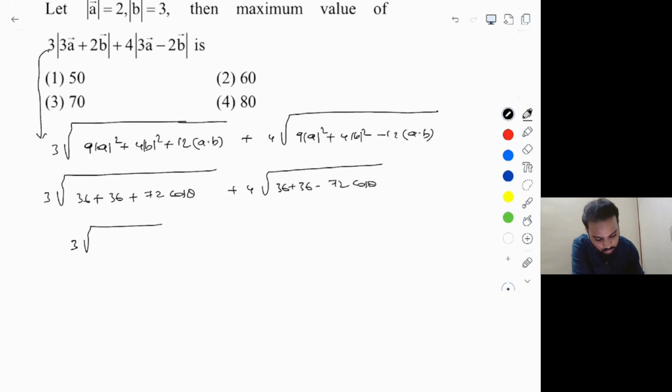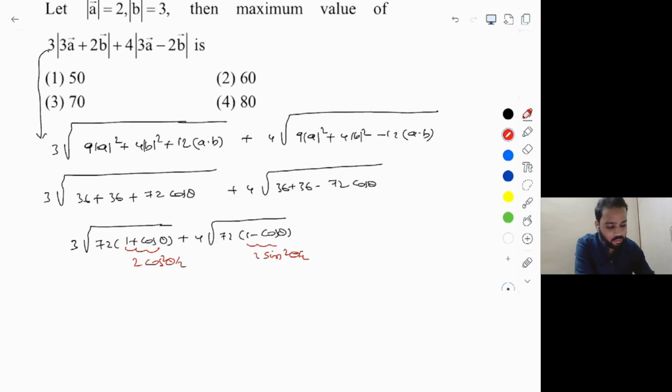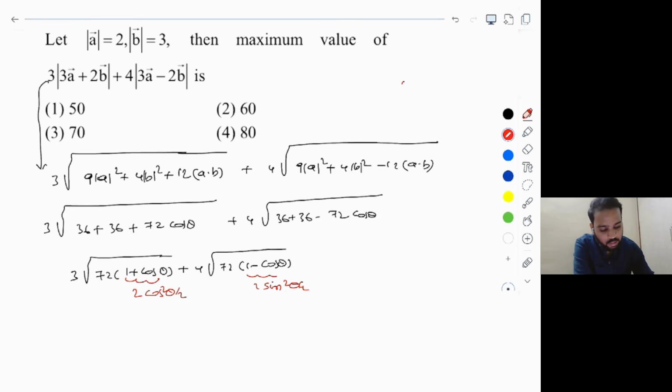3 into square root of, if I take 72 common, this will be 72 times 1 plus cos theta, plus 4 into square root of 72 minus 72 into cos theta. Or else I can directly take 72 common, and I can write this as 1 minus cos theta. But we know the formulas for this one. 1 plus cos theta is 2 cos square theta by 2, and 1 minus cos theta is 2 sin square theta by 2. But theta is the angle between the two vectors a and b.